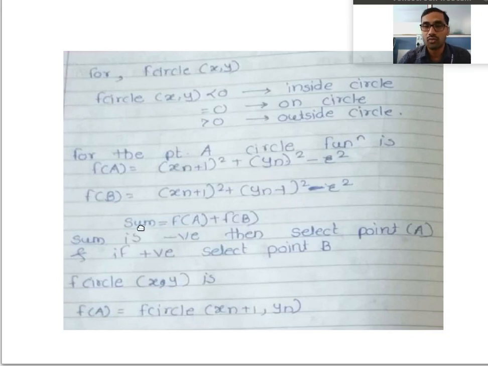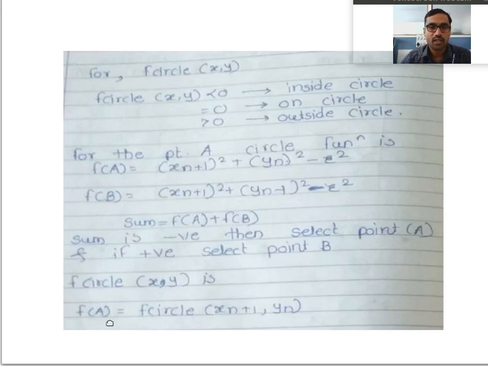And the sum of these two, function of A and function of B. If the sum is negative, then select point A. So what is the meaning of this? If the sum is negative, it means the function of B is greater than function of A. The value of function of B is greater than function of A. It is greater means it is away from the boundary than point A. B is away from the circle boundary than point A. So point A is nearer to the circle boundary and we select point A. If the sum is positive, then select point B, meaning A is away and you have to select point B, which is nearer to the circle boundary.